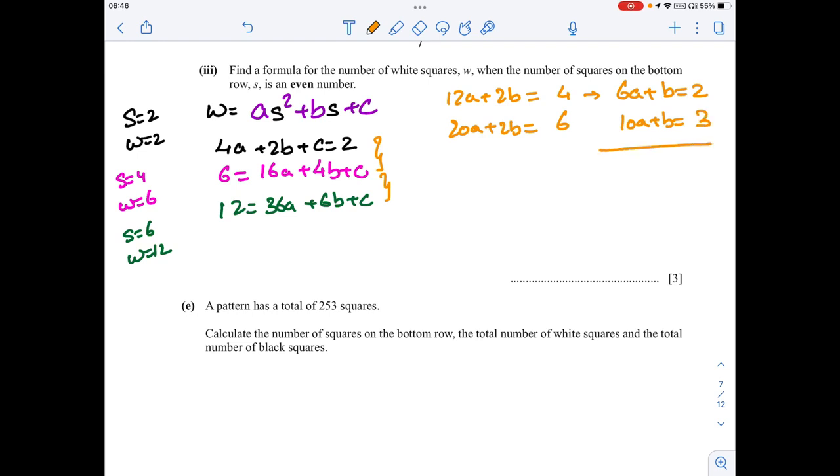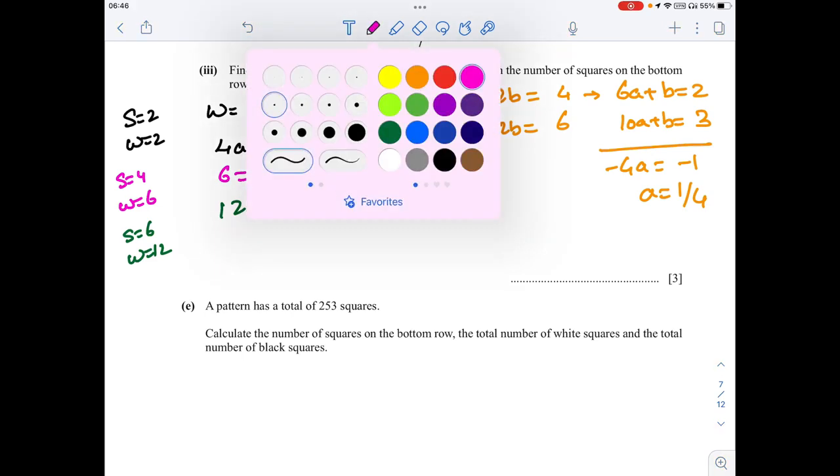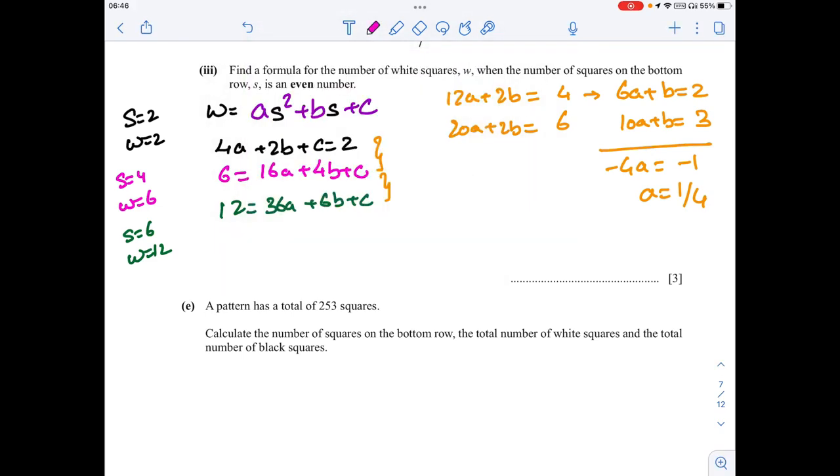Subtract these two equations. Negative 4a equals negative 1. So a equals 1 upon 4. Plug in the value of a equals 1 upon 4. So it becomes 6 upon 4 plus b equals 2. b equals 2 minus 3 upon 2. So b equals 1 upon 2.